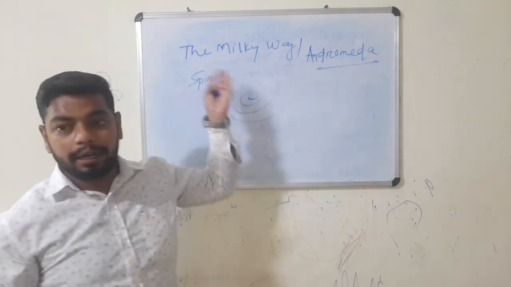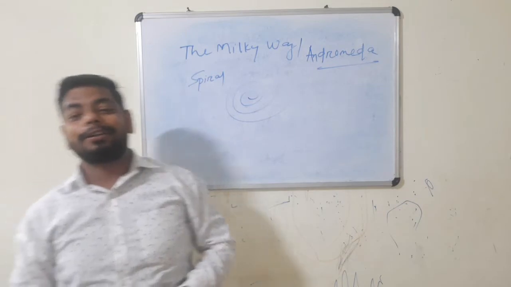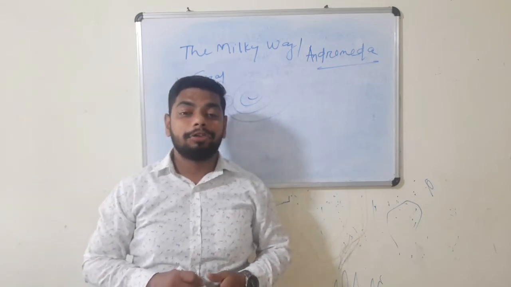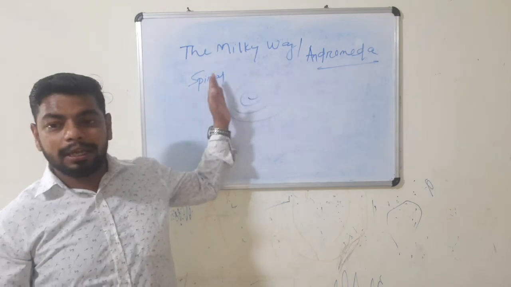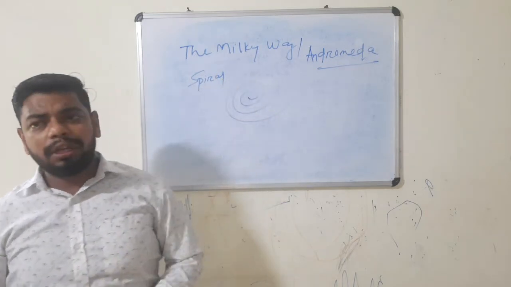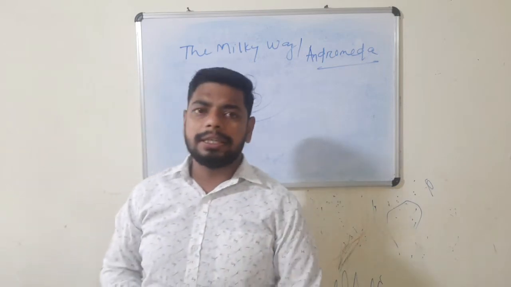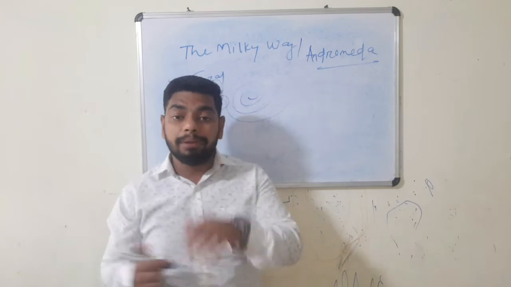Written now? Apart from Milky Way, the other galaxy is the Andromeda. And what is the shape of the Milky Way galaxy? Spiral. Got it?